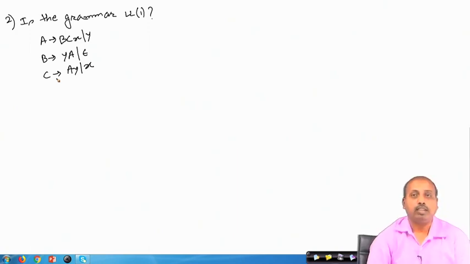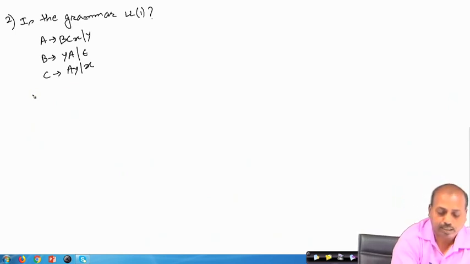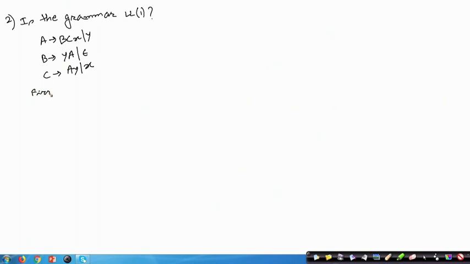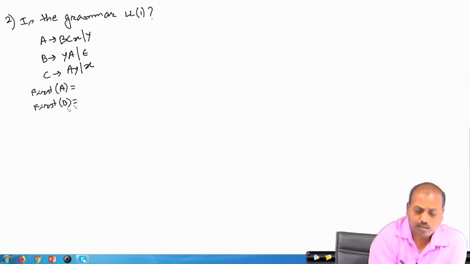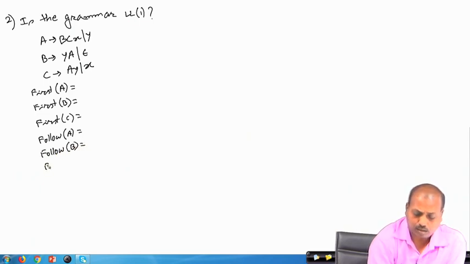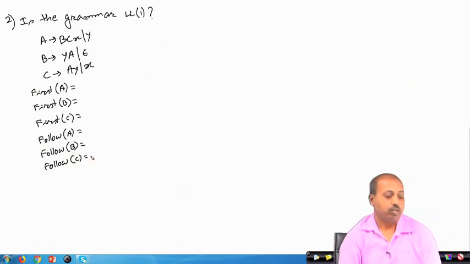So, we can come to the second step of this problem solving, where we try to see what the first set and follow set are. We have to compute these sets: first of A, first of B, first of C, then follow of A, follow of B and follow of C. So, these are the sets that we have to construct.